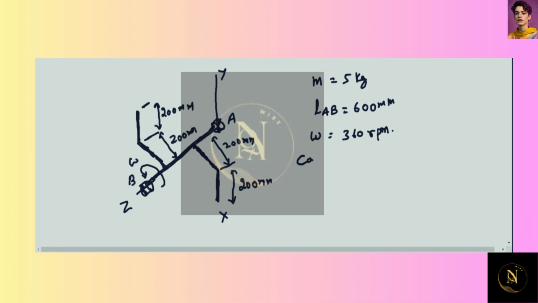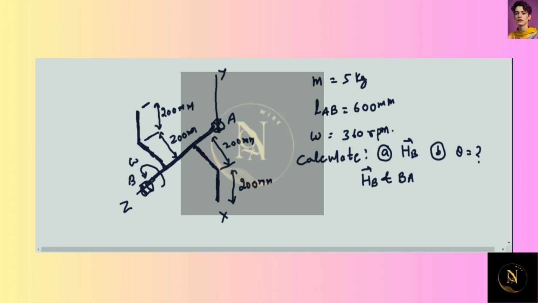We have to calculate, first part, the angular momentum of the assembly about the B point, and angle theta between the angular momentum about B and the AB line, or you may say BA. Let us start solving it.